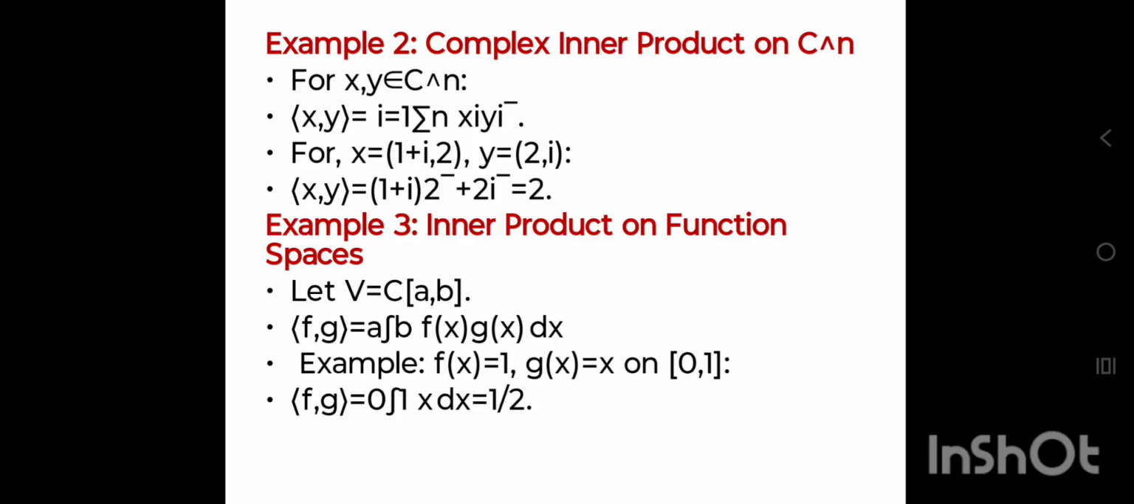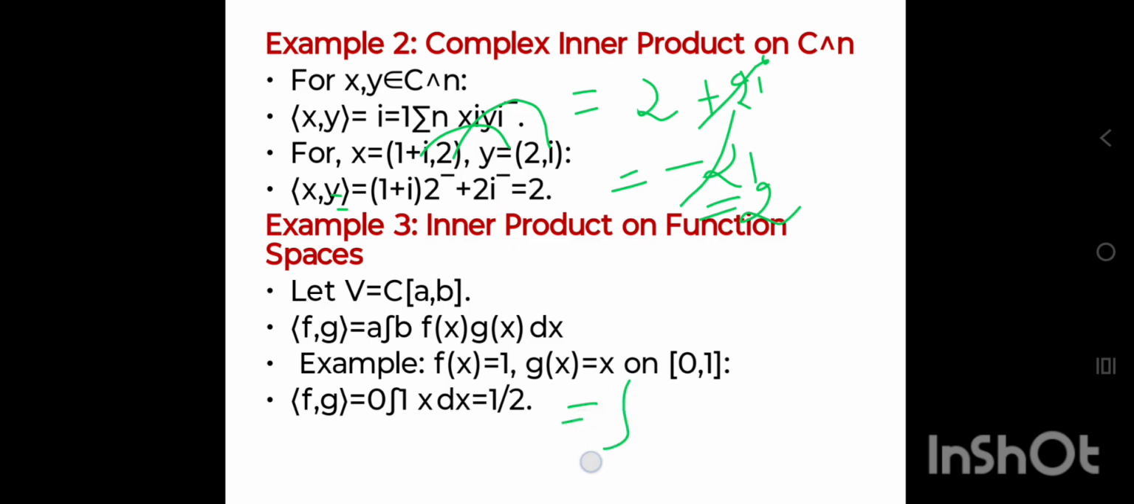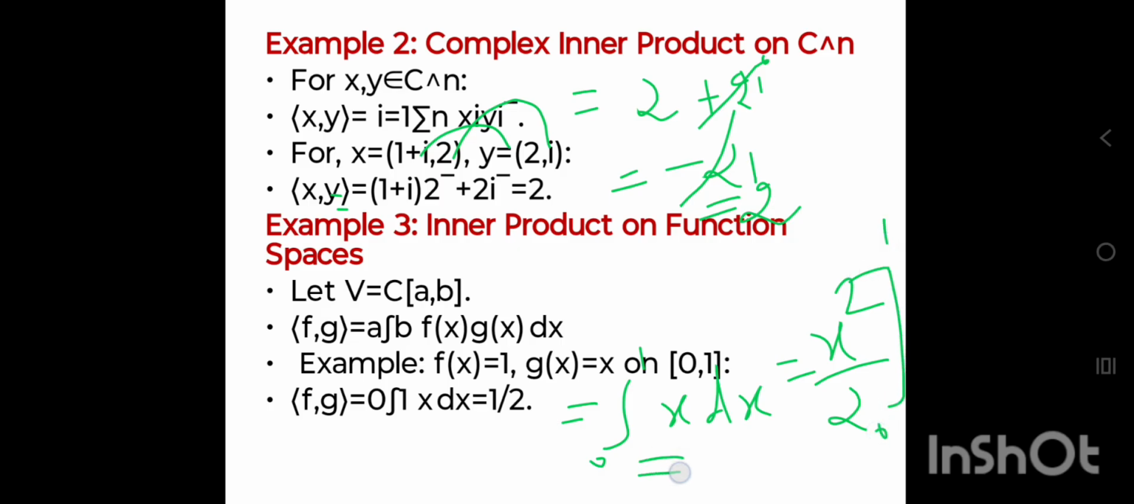We get integral 0 to 1, where f(x) value is 1 and g(x) value is x. So we integrate the term, we get integral 0 to 1 of x dx. Integrating, we get x squared divided by 2, and we apply the limits, lower limit 0, upper limit 1. Substituting the limits, we get 1 by 2 minus 0. So the value is 1 by 2.